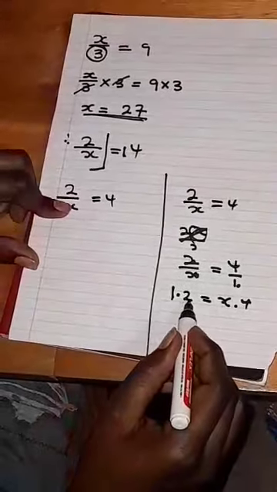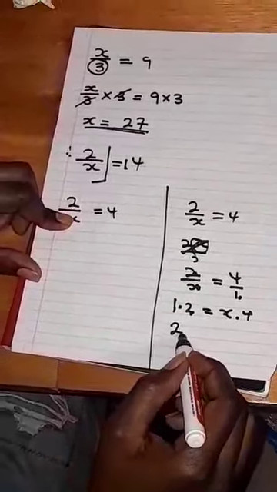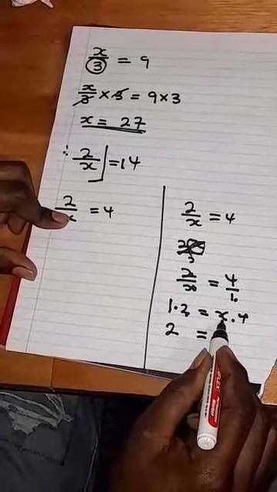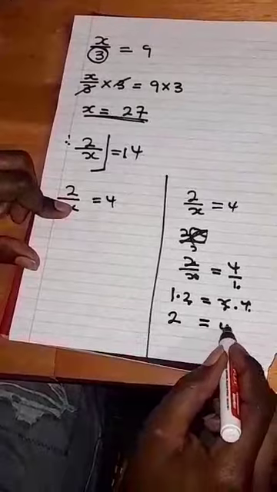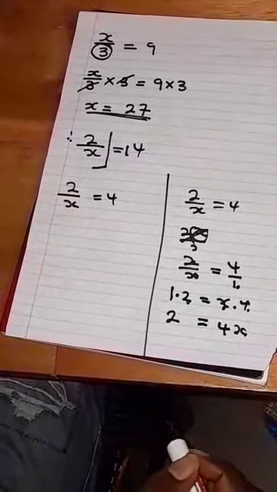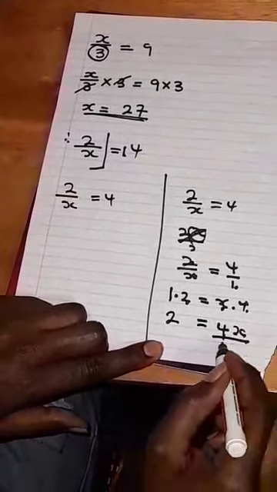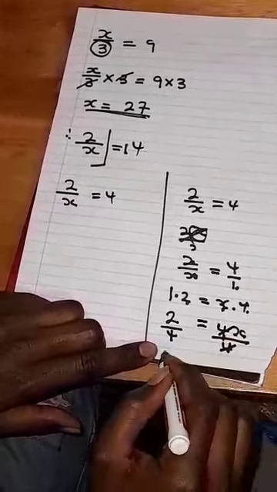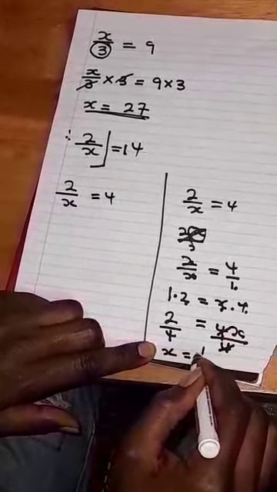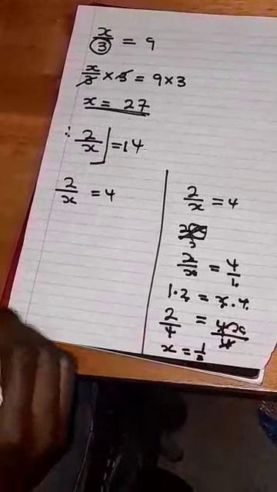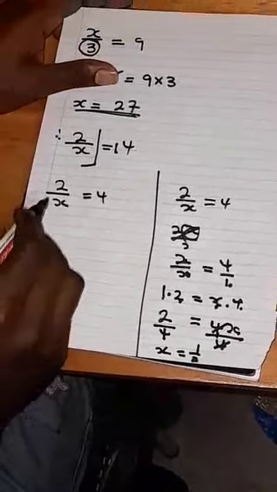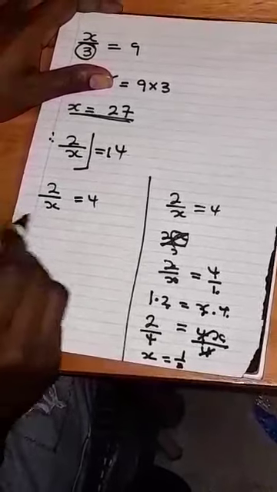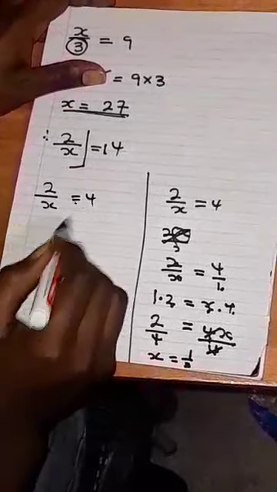So this one multiplied by this one, it becomes 2. x multiplied by 4, it becomes 4x. So for you to solve this x, you will divide both sides by 4. This one cancels, then x is equal to 1 over 2. So that is when you use this method.